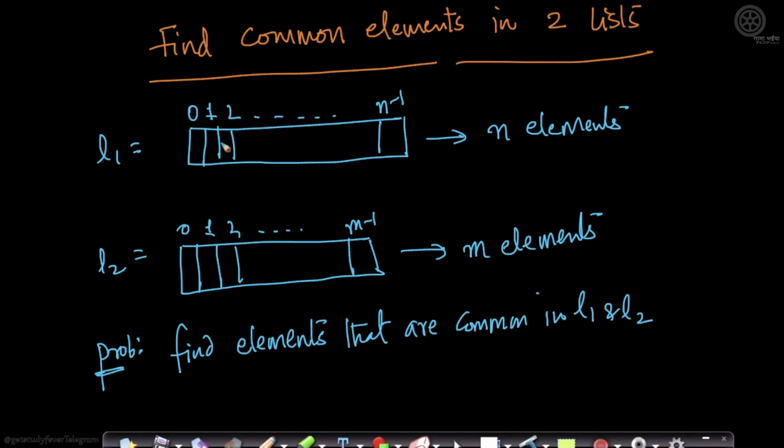Let's assume there is a number here which is 32. Let's assume the number 32 is also found here at some other index. This is at index 2, this is at index 1. I want 32 to be printed. Suppose there is a number here called 42, and let's assume 42 doesn't exist anywhere. I don't want to print it. So think of it like set intersection. I want to find elements which are there in both L1 and L2, and print those elements.